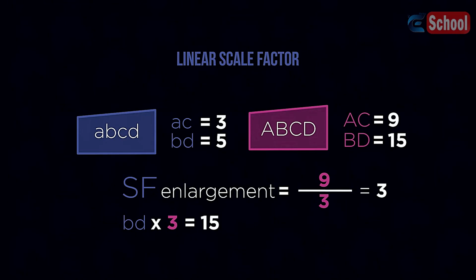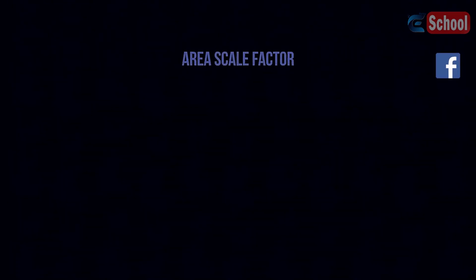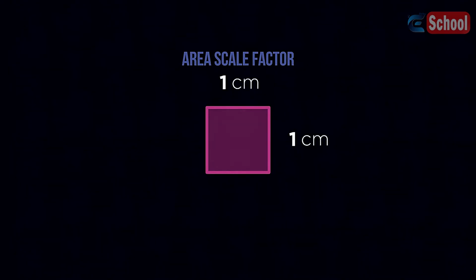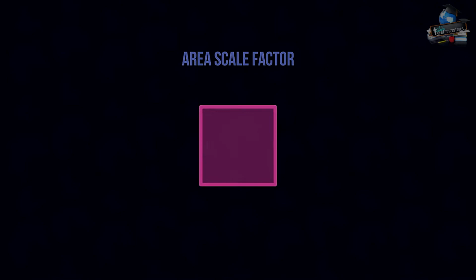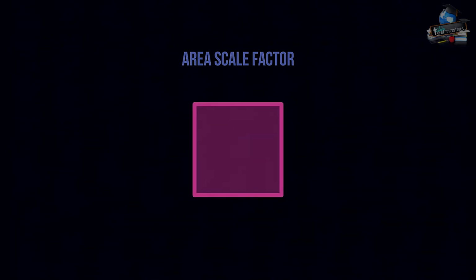The next scale factor we will take a look at is area scale factor. Suppose we have a simple square shape with edges that are 1 centimeter long. The area of this square is 1 centimeter times 1 centimeter, so 1 centimeter squared. But what happens if the shape is enlarged? If we enlarge the shape, as we did in the first example, by a scale factor of 2, each of our edges will now be 2 centimeters. It has doubled. However, what is the area of the square now?